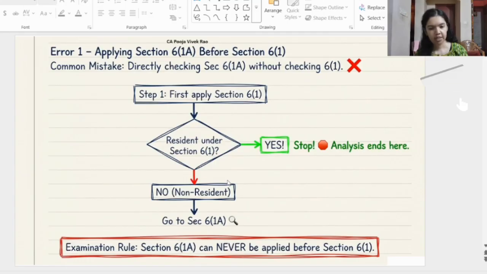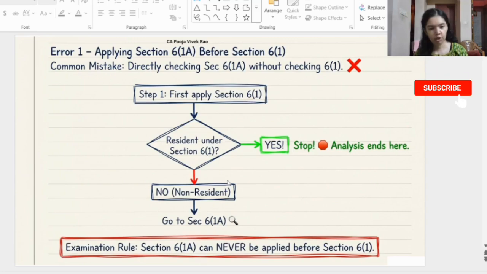The first commonly committed error noticed was applying section 6.1a before section 6.1. This is probably the most common mistake made by the students in the previous exam. It was noticed that many students directly check the conditions of section 6.1a without first determining residential status under section 6.1. This approach is incorrect.